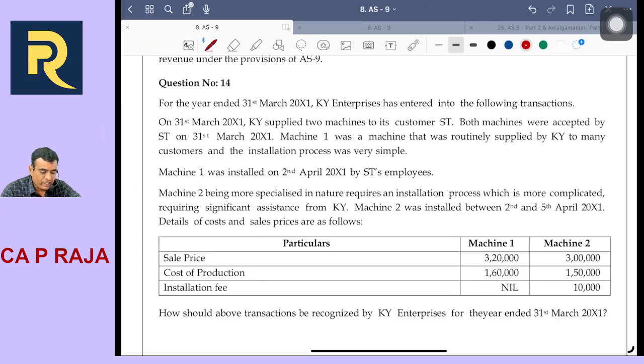For the year ended 31st March 2001, KY Enterprise has entered into the following transaction. On 31st March, KY supplied 2 machines to its customer, ST. Both machines were accepted by ST on 31st March 2001. Machine 1 was a machine that was routinely supplied by KY Limited to many customers, and the installation process was so simple.